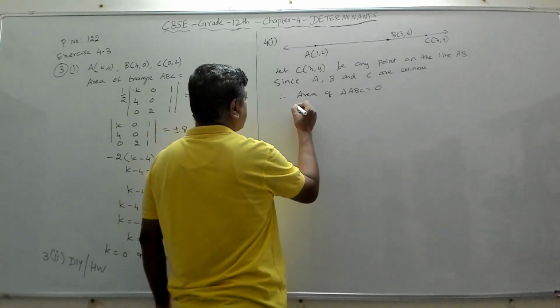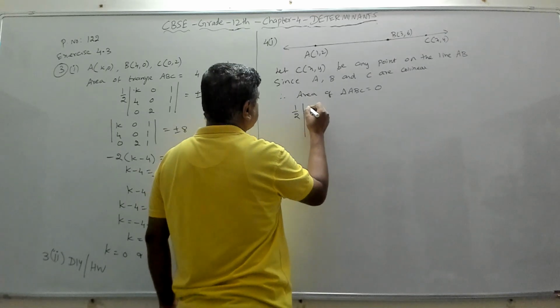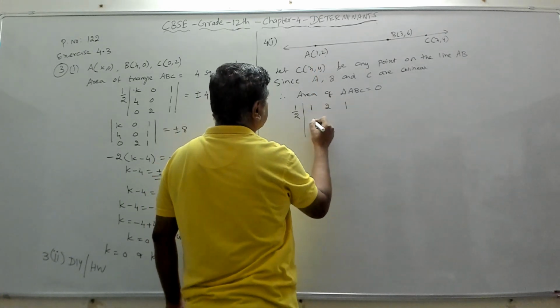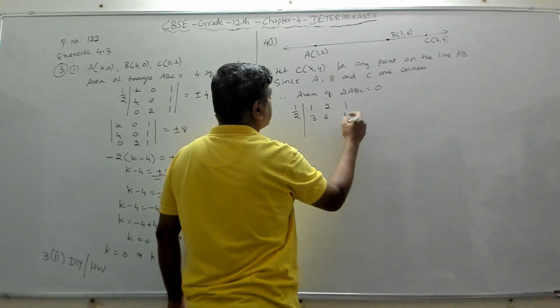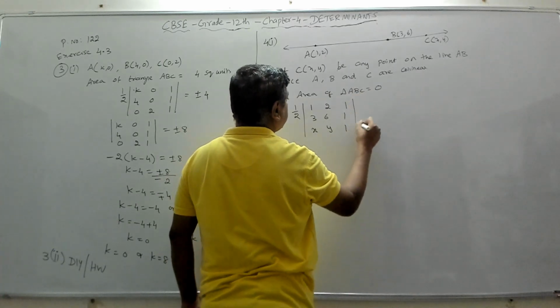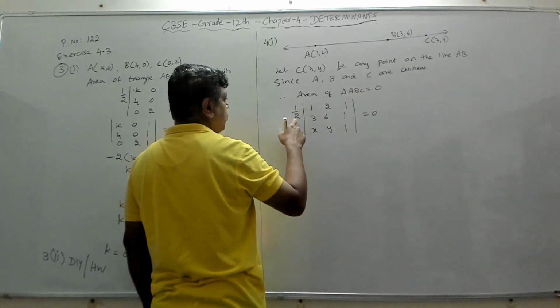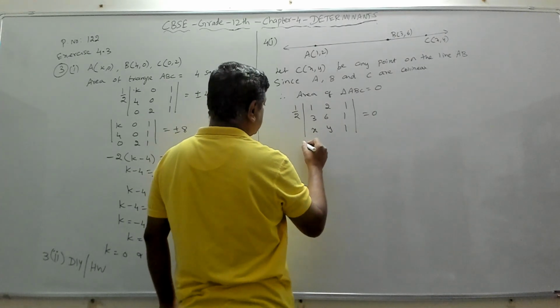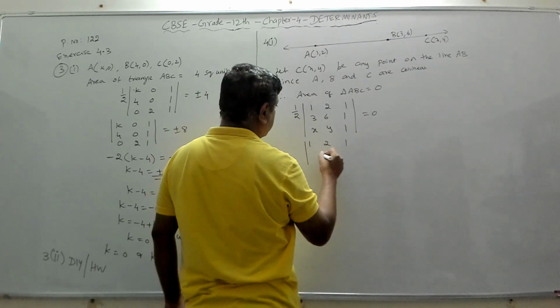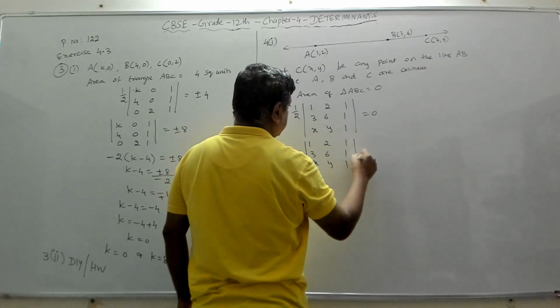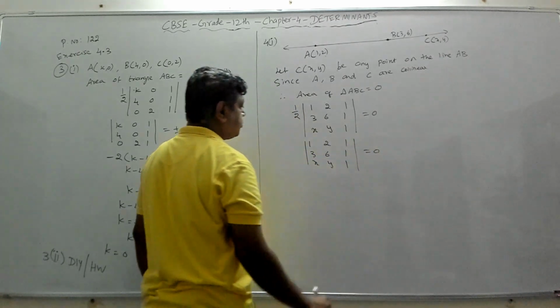So what is the area of the triangle formula? Half of determinant of x1, y1, which is 1, 2, 1, x2, y2, 1, x3, y3, 1, where x3 is x, y3 is y. That is equal to 0. So which means this 1 by 2 will go here, it will become 2, 0 into 2, that will become 0. So you will get determinant of 1, 2, 1, 3, 6, 1, x, y, 1 equal to 0.